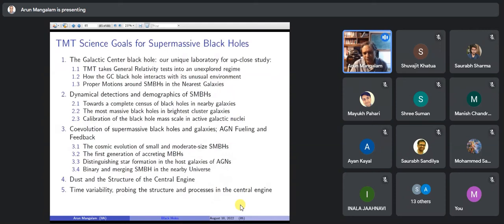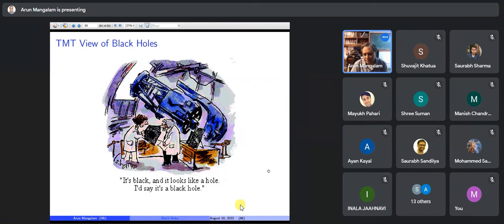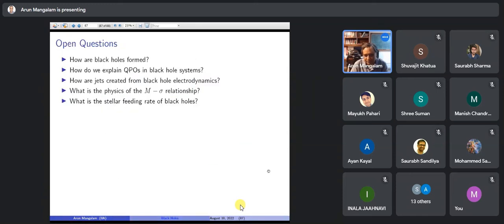Now, in the future, you will have the 30-meter telescope coming in, which India is participating in, but there's some logistical problems with it. But this is a great laboratory for doing black hole physics. You can study the galactic center black hole, study the dynamical orbits around close by black holes, coevolution of black holes, time variability. So this is a short view of two scientists talking about something. It says it's black, it looks like a hole, so I'd say the black hole.